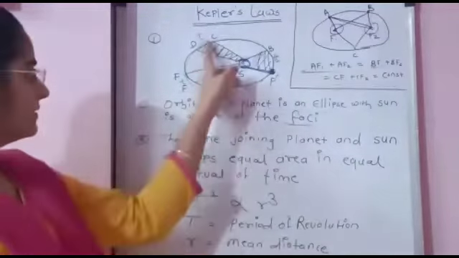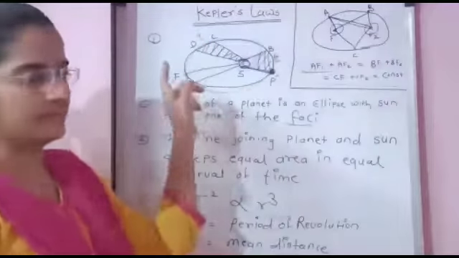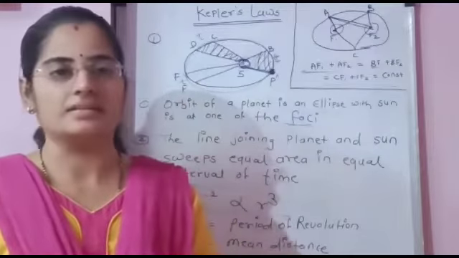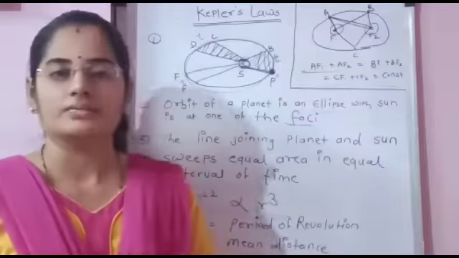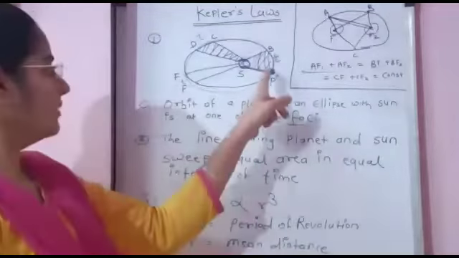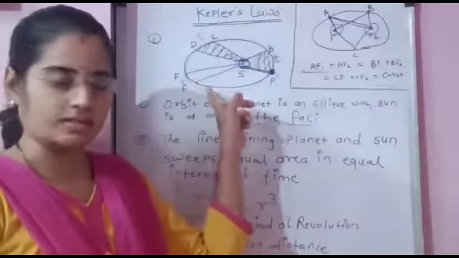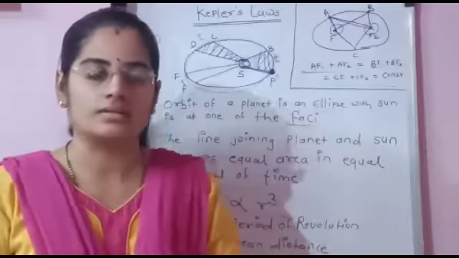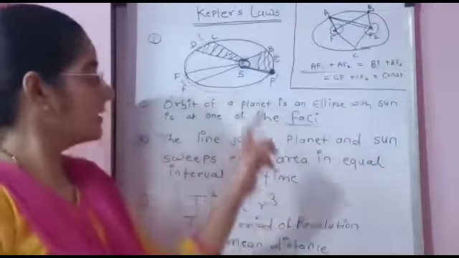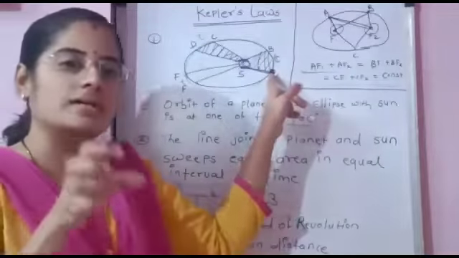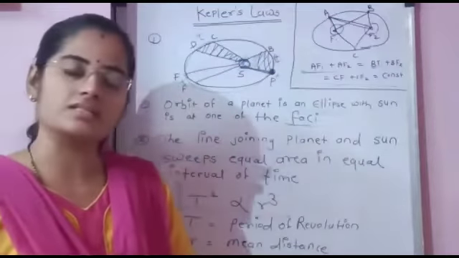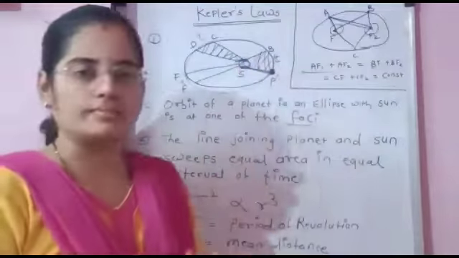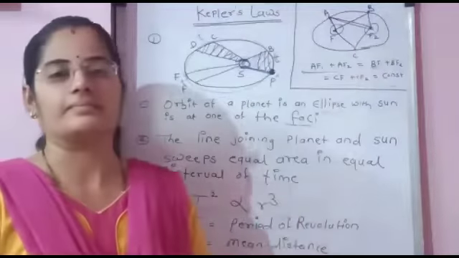Here, T is the time required for a planet to complete one revolution around the sun. Second one is R. What is meant by R? When the planet is revolving around the sun, the distance from sun to planet is not constant everywhere. This distance is variable. Somewhere this distance is very small, somewhere this distance is very large. This is the mean distance from planet to sun, and this is denoted by the letter R.